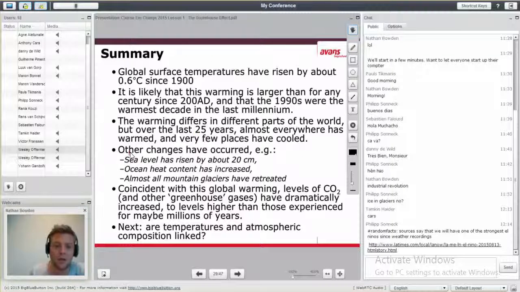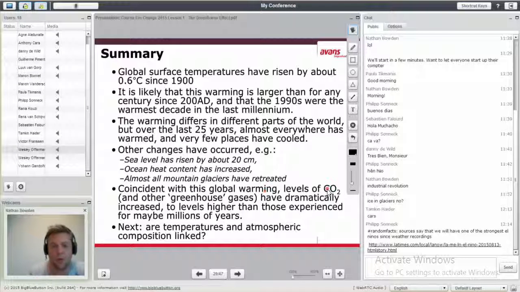Other changes: the sea level has been rising. The ocean heat content has increased, which then means more water is evaporating, and water vapor is also a greenhouse gas. Almost all mountain glaciers have retreated, in some parts of the world worse than other parts. And this has coincided with this global warming.